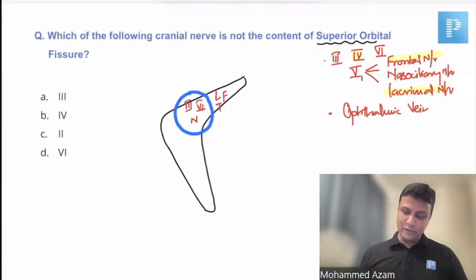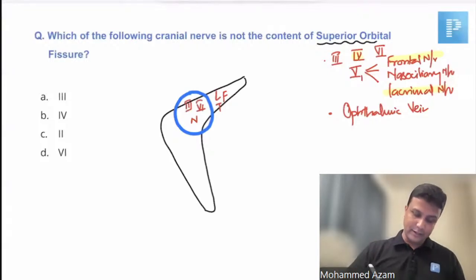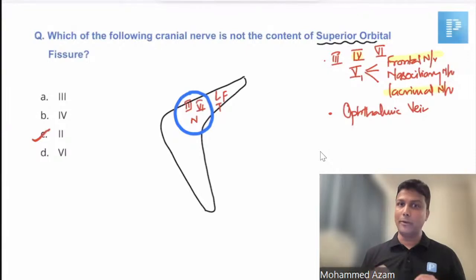Perfect. So which of the following cranial nerves is not a content of the superior orbital fissure? All of them are contents, but not the second one. The optic nerve actually passes through the optic canal separately, guys. Perfect.